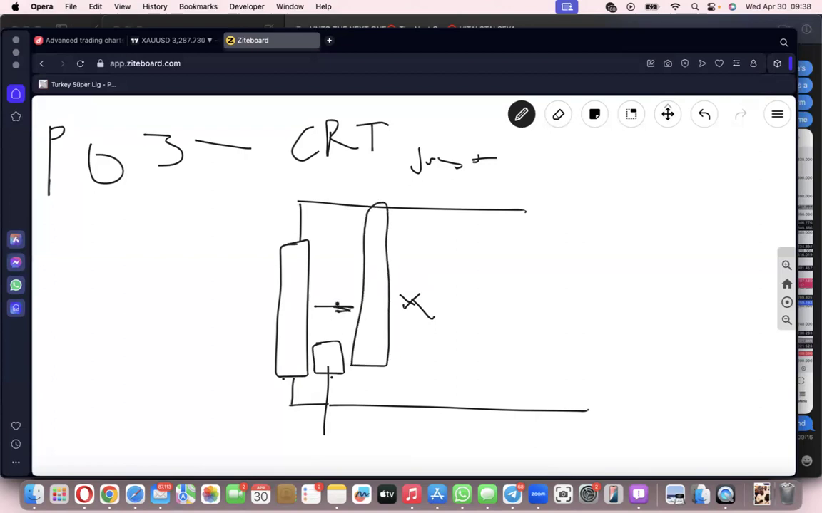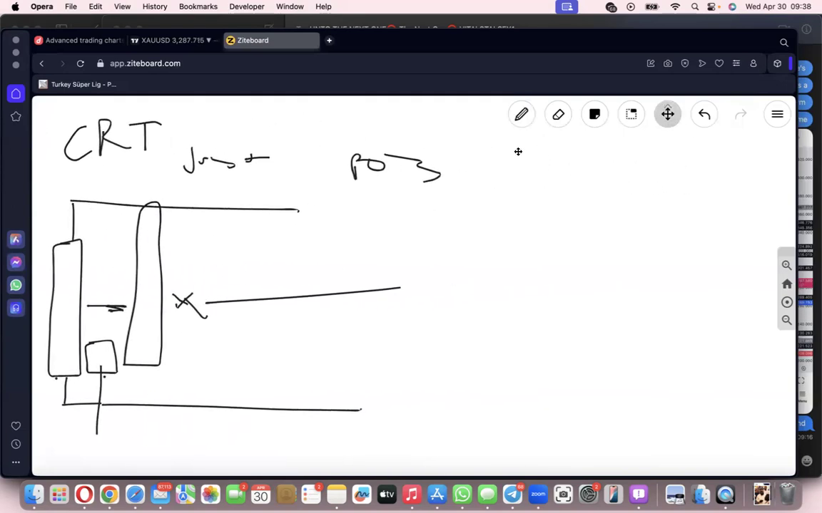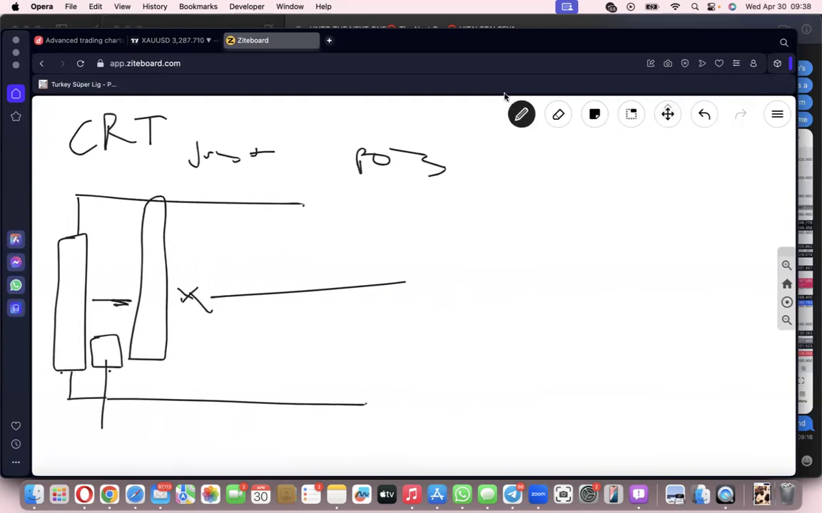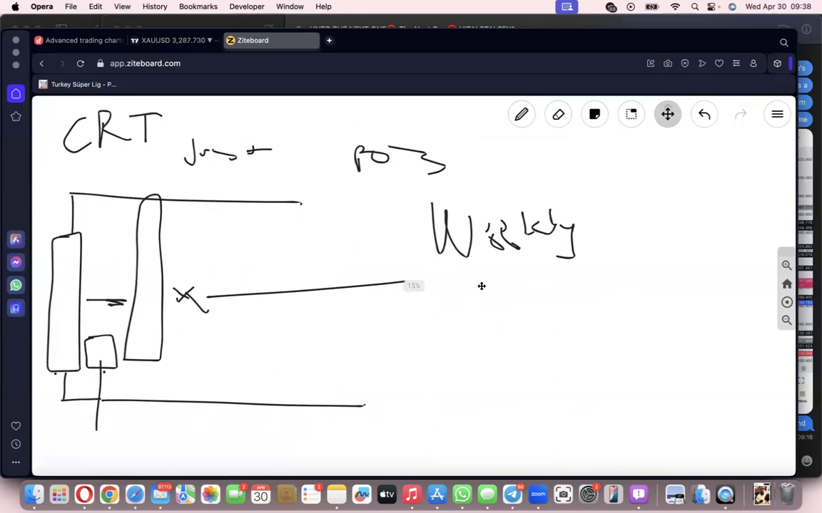This is what I mean by the power of three candle. To trade this, we use what we call multi-time frame. Personally, I only use weekly to identify my CRT. Sometimes I use daily, but majorly it is weekly. So if I use weekly to identify my CRT, we only trade this third candle here.